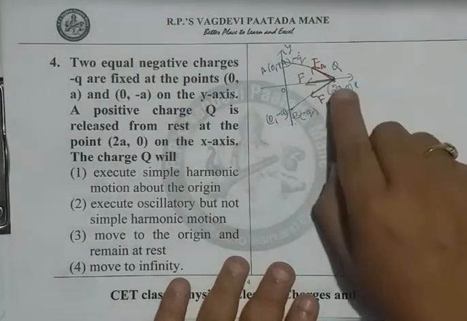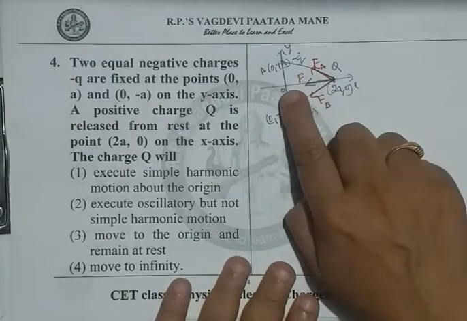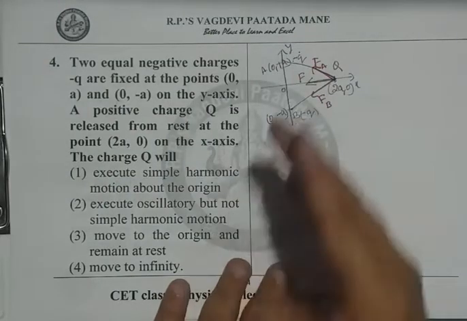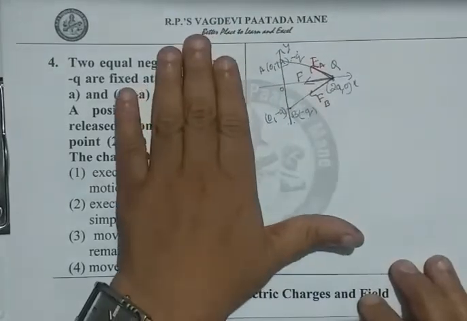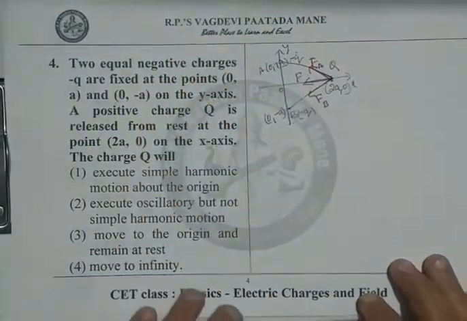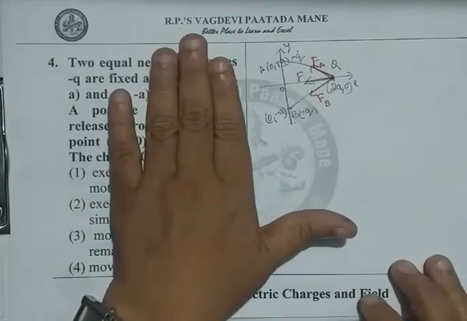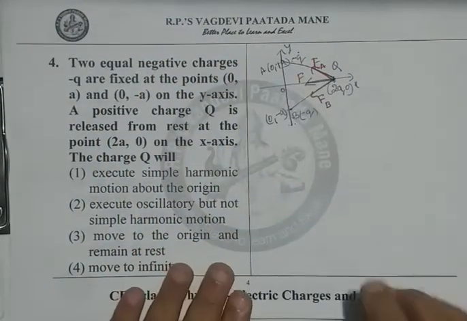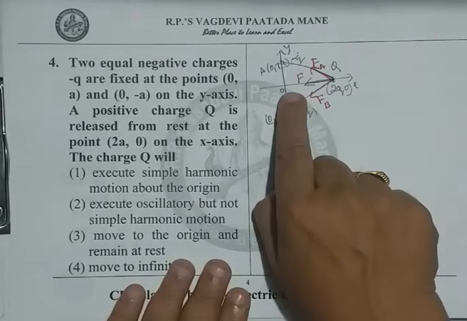That makes the charge accelerate towards the origin. But once it comes to the origin, due to its kinetic energy, it will pass on to the other side. As it passes on to the other side, similar to this side, a force starts acting towards the origin, and after some time it stops, that capital Q stops and starts turning back. Therefore, the charge capital Q starts oscillating over the origin.